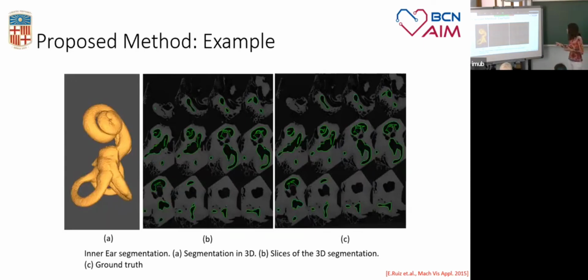So these are my results from this paper right here. This is the segmentation in 3D. This is the result of my segmentation, and this is the ground truth. You can see it's quite accurate. It's very, very simple.